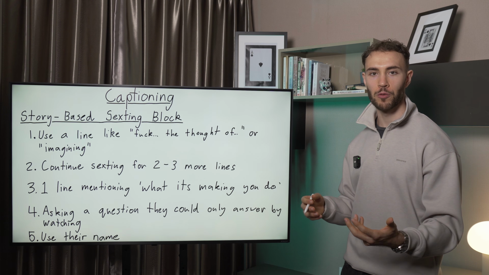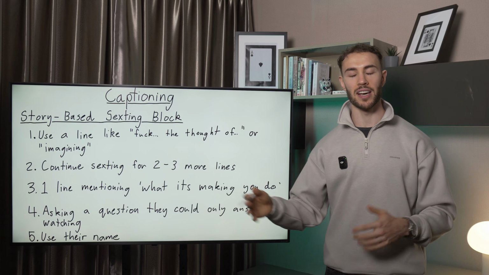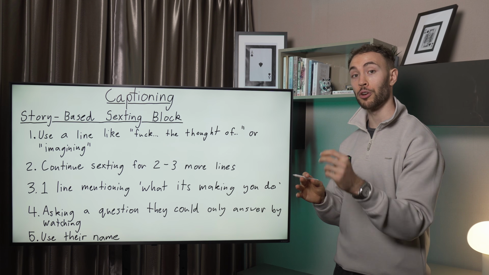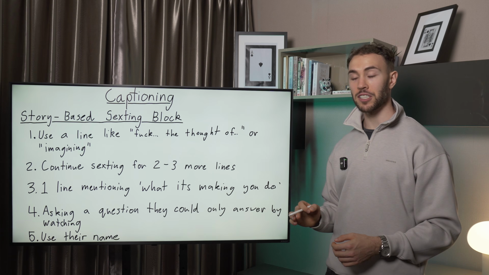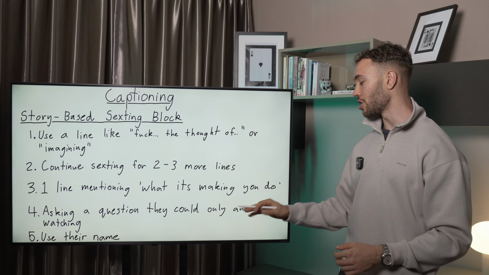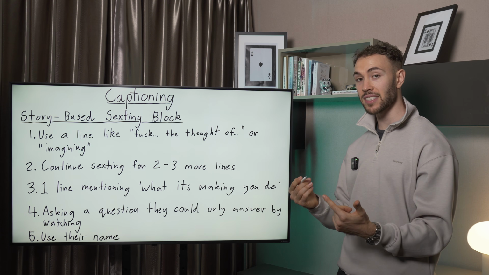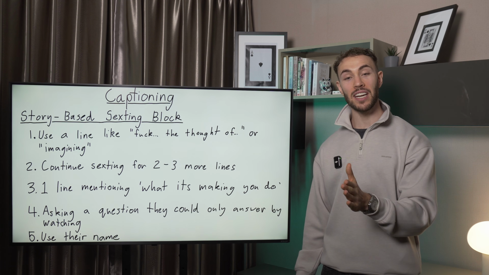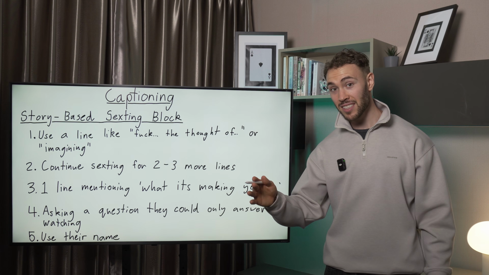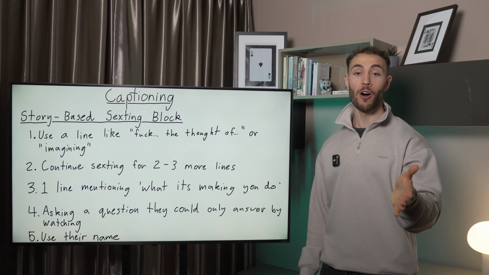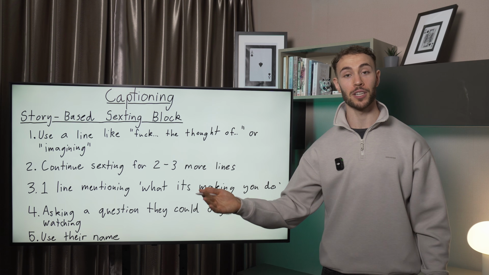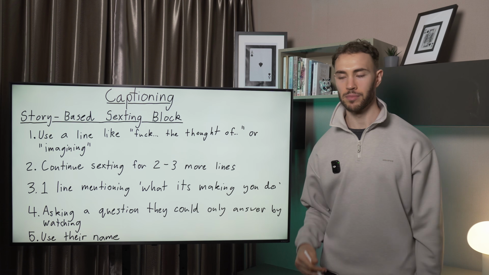Then just have 1 or 2 lines that mention what it's making you do. I had to feel it for real. I needed to feel my hands there. Something like that. Don't tell them everything, just allude to it. Curiosity, remember? Then I like to finish the caption by asking a question they could only answer by watching that video. Something like, could you resist eating it if I did that right in front of you? Did you prefer the first way or the second way? Is that how you would have done it, or would you have done it differently? And also use their name. I just like to do that.